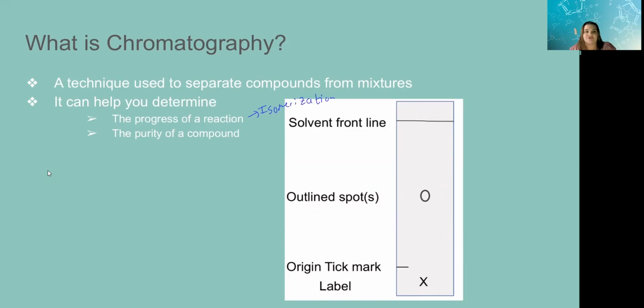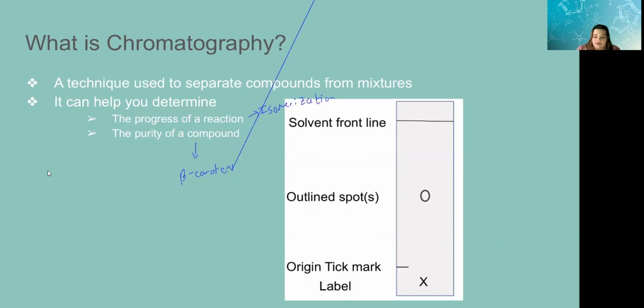One more time, I'm just going to drop the link in the chat. If you want to follow along with this document, I have it posted already. And the purity of a compound, we used that in beta-carotene. So in this course, we did go over both techniques.